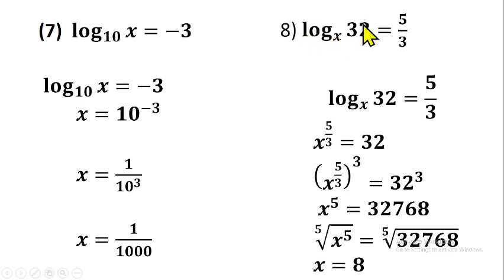You have log of 32 base x equal to 5 over 3. That is, how many times can we raise x to the power 5 over 3 to get 32? So technically, you'll have x raised to the power 5 over 3 equal to 32. Then the question is, how can we get rid of this power 5 over 3? Because our aim is to find x.